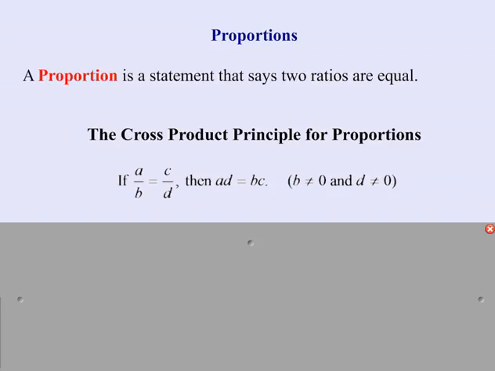So as you can see, we take the two ratios, A over B and C over D, set them equal to each other to form a proportion. Then we cross multiply. A times D gives us AD, and B times C gives us BC. Now, of course, in our proportion, neither B nor D can be 0 because we can never divide by 0, and B and D are in the denominators.